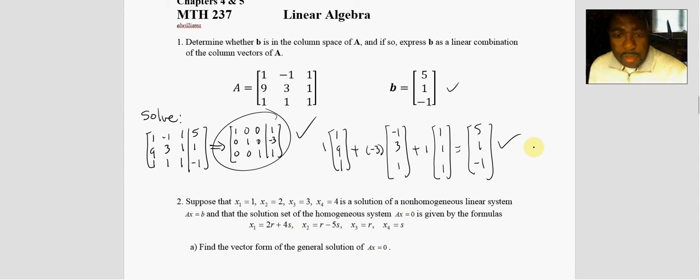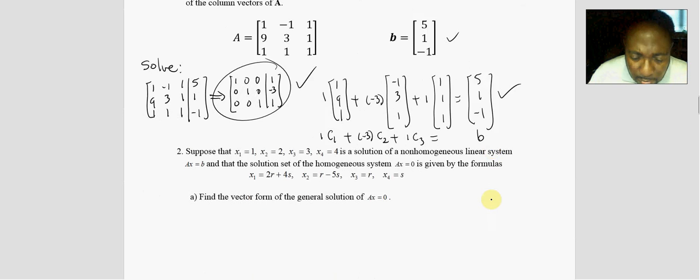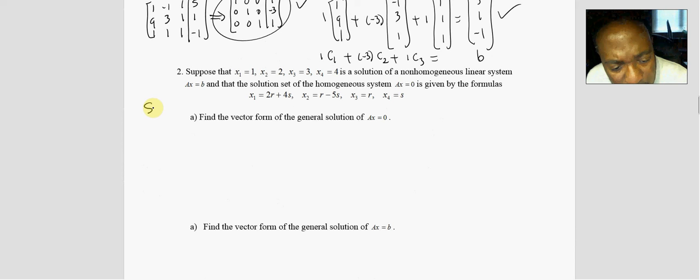So you've expressed B here as a linear combination of each column. So it's 1 times column 1, plus the -3 times column 2, plus the 1 times column 3. And that gives us B. Number 2, this is the superposition principle.